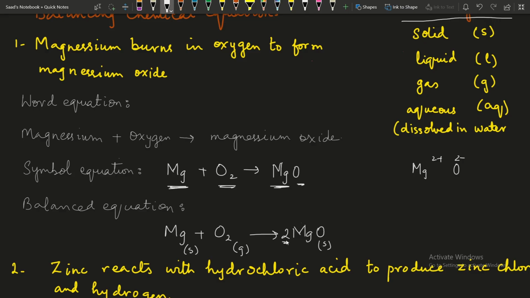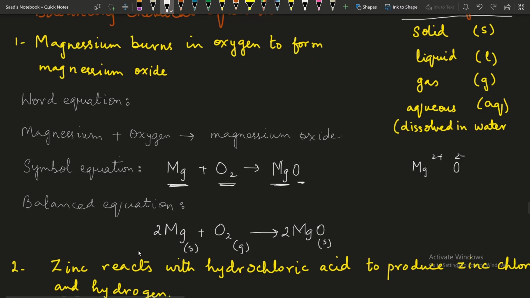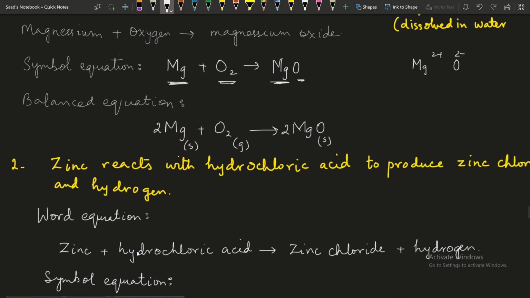Now that balances oxygen, but now the number of magnesium on the product side has increased. So I will write 2 over here as a coefficient, instead of writing 2 as a subscript, you will not do that. Just while balancing, you have to write these numbers as coefficients, in front of the formulas.